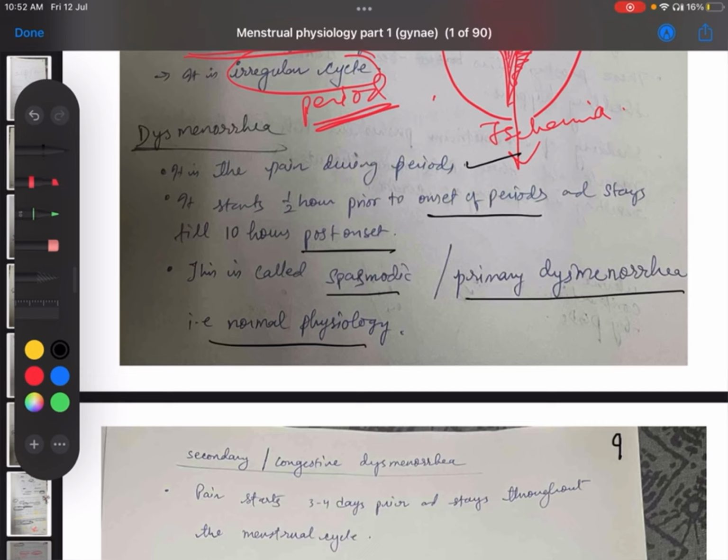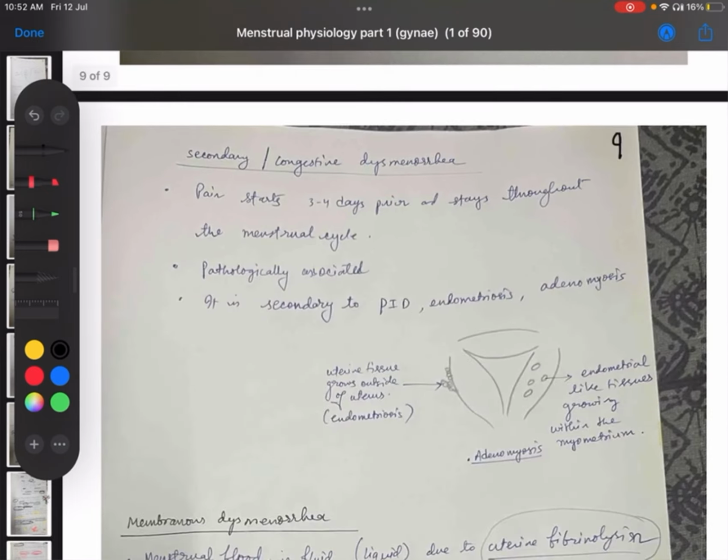Then there is also a term called secondary dysmenorrhea, which is always followed by a pathological situation. The secondary or the congestive dysmenorrhea is nothing but the pain that starts 3 to 4 days prior to the menstrual cycle, and it is always pathologically associated. Basically, here the three diseases are given: adenomyosis, endometriosis, and PID. PID is the pelvic inflammatory disease.